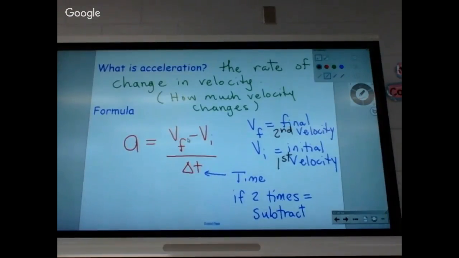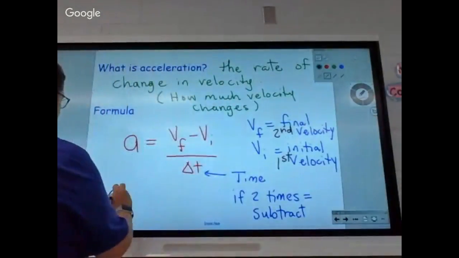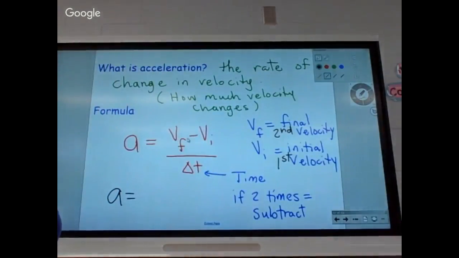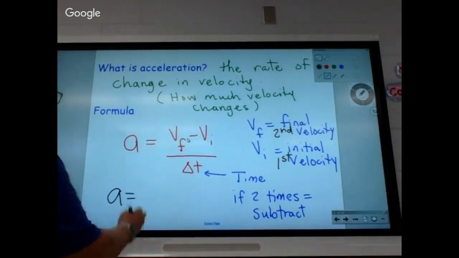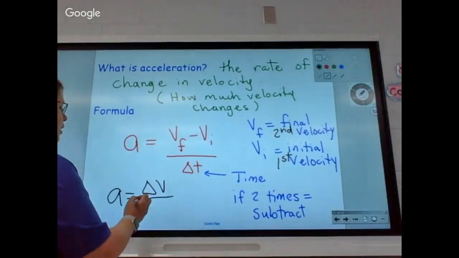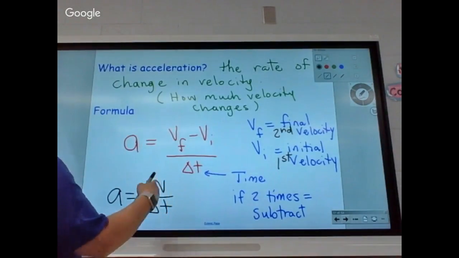Now, the reason that I don't like this formula is, will we always have 2 velocities? No. And this formula implies that we will always have 2 velocities. Now, the formula I wish they had written is this one. A equals, what do you think I wish they'd written? How do you think I would have written that top one? What V? Triangle. I would have written triangle V over triangle T.